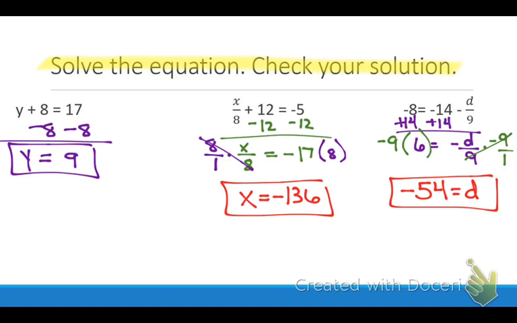All right, who got all three of those right? Okay, anybody miss one? I forgot the negative. Okay. All right, very good. All right, inequalities.